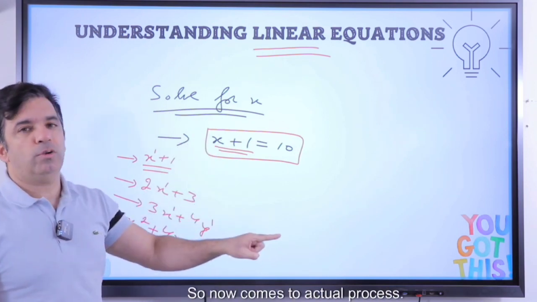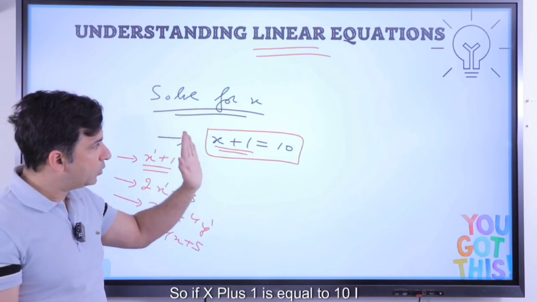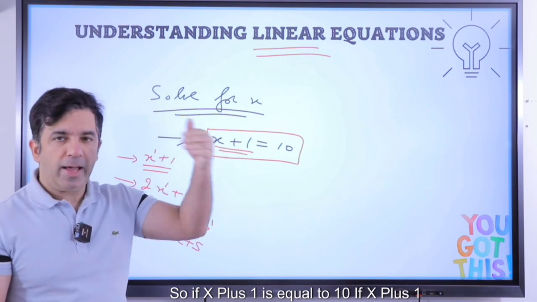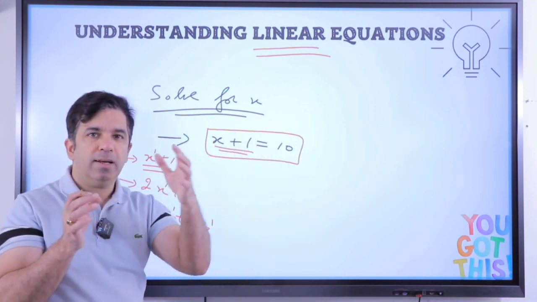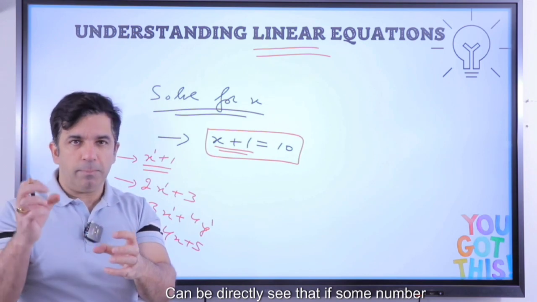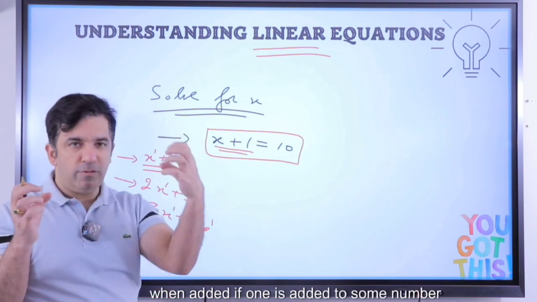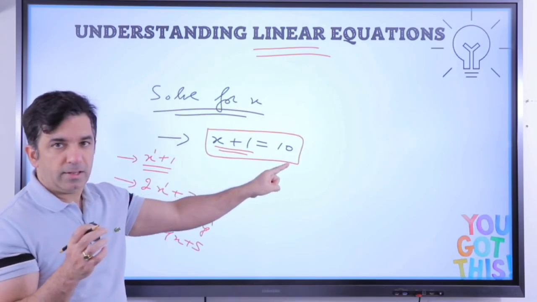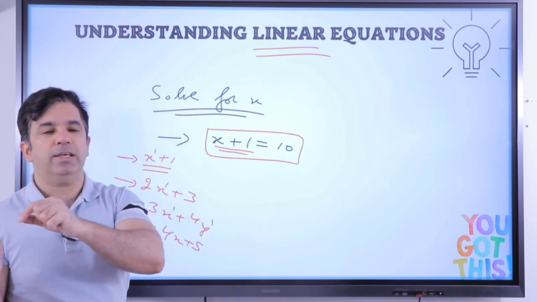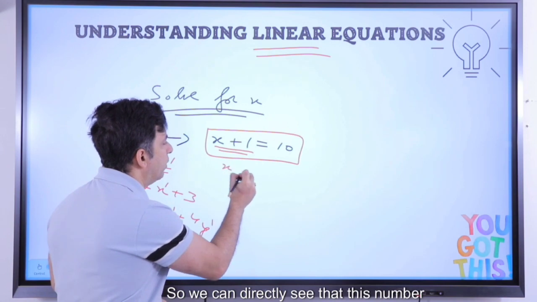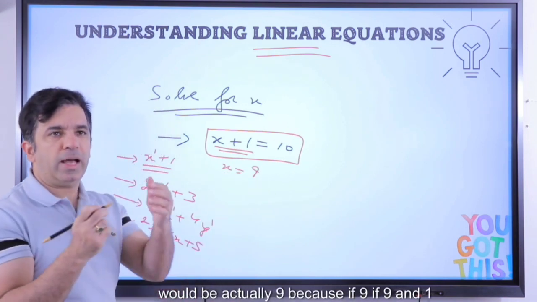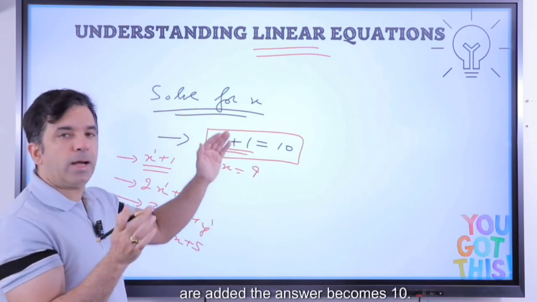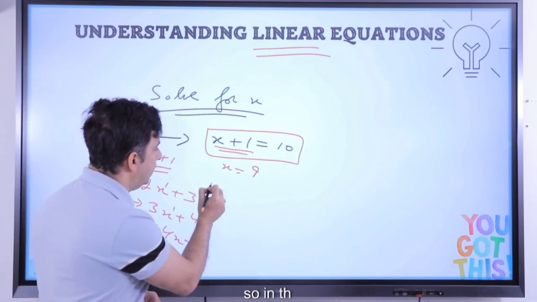So now comes the actual process. If x plus 1 is equal to 10, can we directly see that if 1 is added to some number, then the answer becomes 10? So what would that number be actually? We can directly see that this number would be 9, because if 9 and 1 are added, the answer becomes 10.